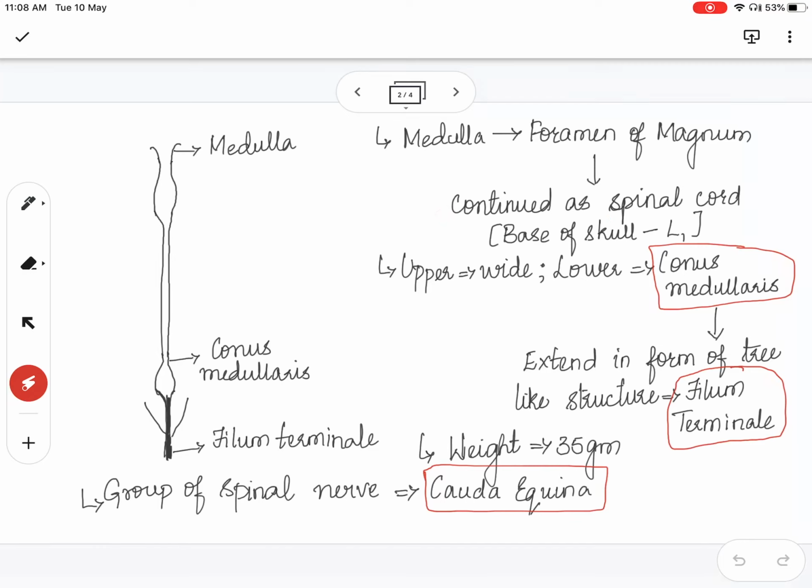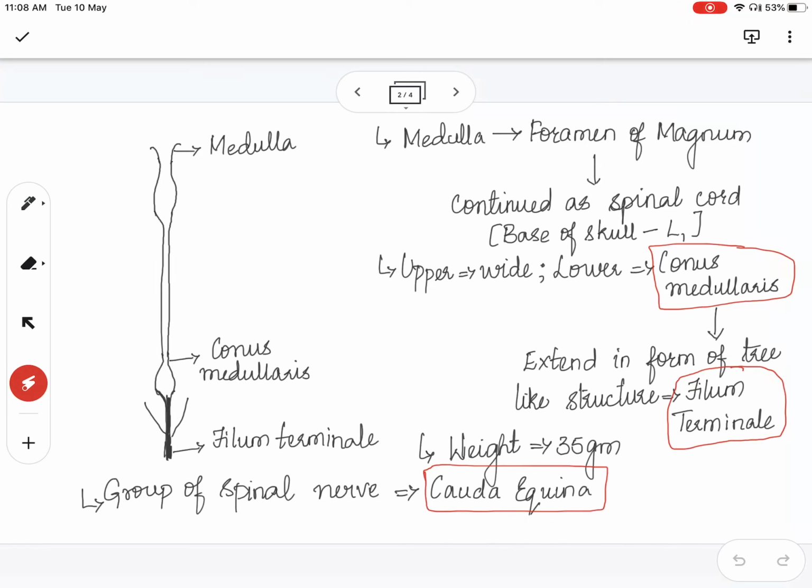I'll repeat once again. The notes are also provided, the diagram is also given over here, so you need not worry. The medulla oblongata is going to come out of what? There is an opening called the foramen magnum, and it is going to continue through the entire vertebral column region. We have five different categories of vertebral column, right? So it is going to continue there.